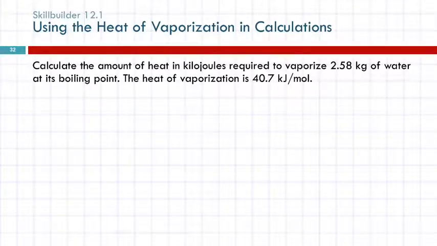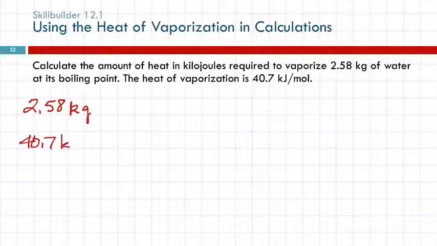So let's do a calculation with this. Calculate the amount of heat in kilojoules required to vaporize 2.58 kilograms of water at its boiling point. The heat of vaporization is 40.7 kilojoules per mole. So let's write down what we have here. 2.58 kilograms of water, and then we've got 40.7 kilojoules per mole. And we want to find kilojoules. So we want to end up with kilojoules.